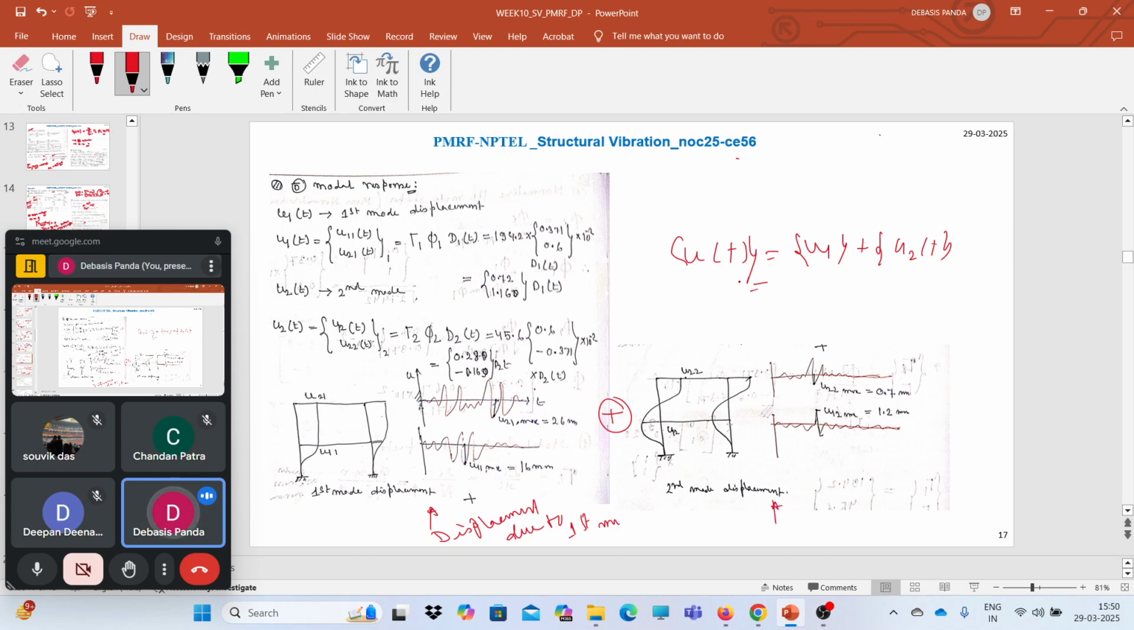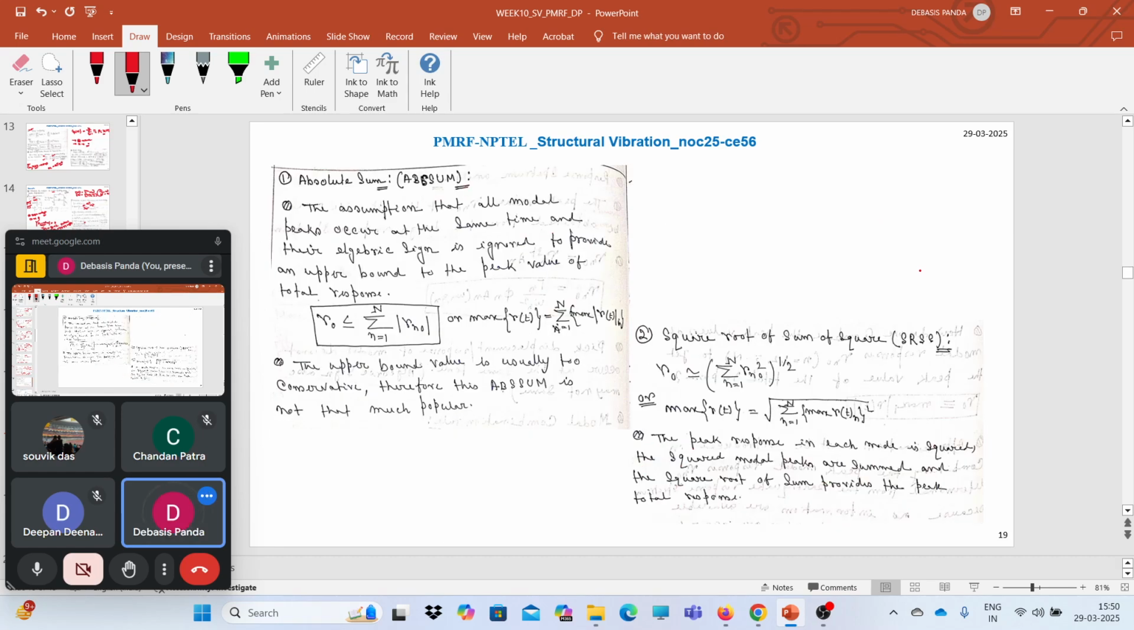But what we need to do is find out the total displacement. That means this is u1 of t, this is u2 of t. Now I need to calculate u of t total. So here we have directly added them. That means we have used the linear superposition concept. But every time it is not accurate, because different peak responses will occur at different time instances.